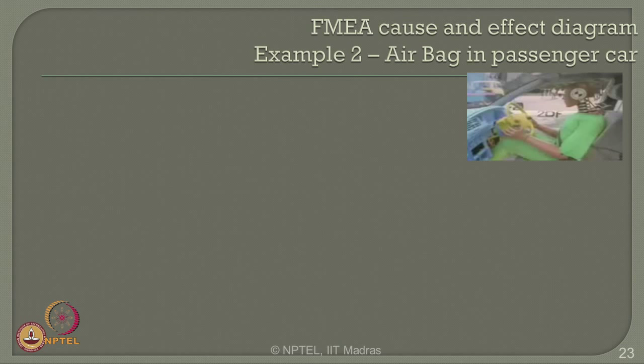Let us try to solve an FMEA sheet for a given case study, which is an example 2, which is an airbag in a passenger car. As I said, to perform FMEA, one should first understand the working model of a given product. Let us see quickly a video how a seat belt in a given car is adjusted and how an airbag in a given system works for its safety. Let us quickly see this video.